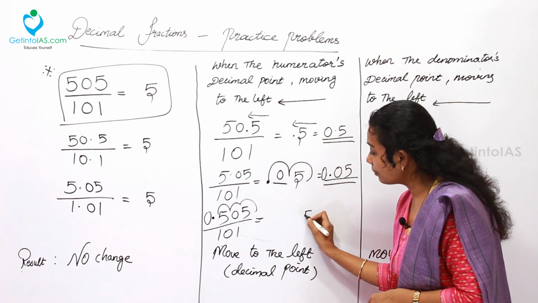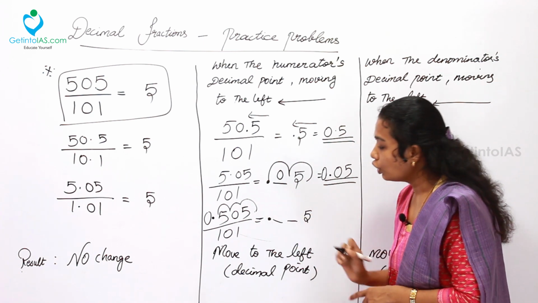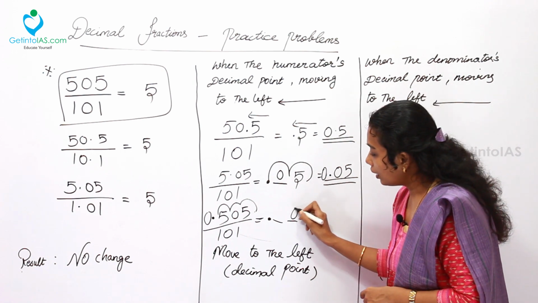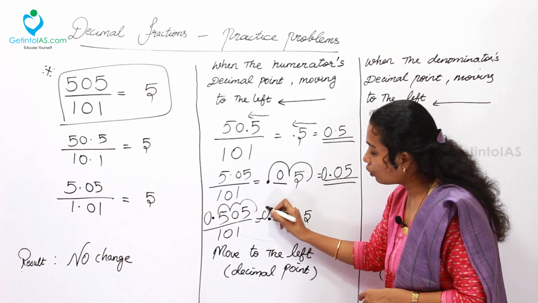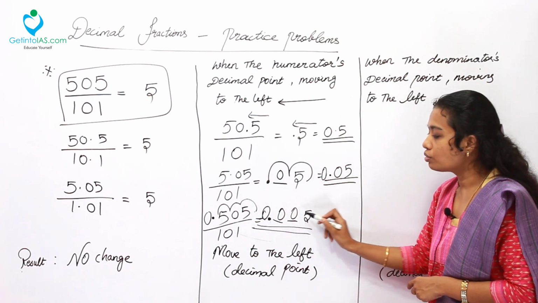So how to write it? After 5, you want to write 2 more digits. After that you want to place the decimal. In between you can fill with 0. Here the whole number is 0. Finally, the answer for this question is 0.005.